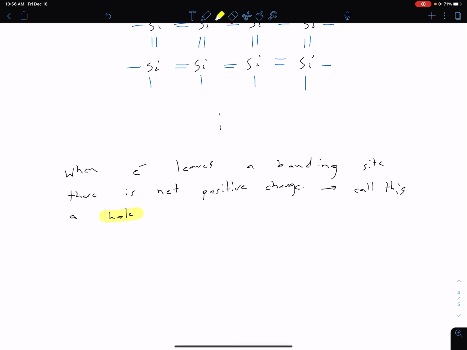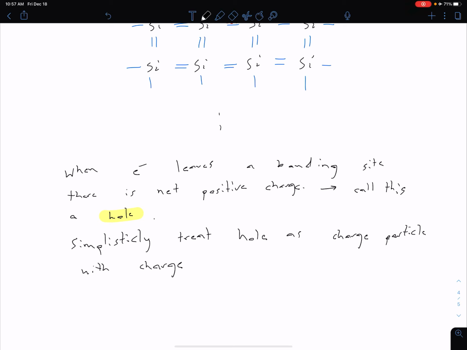That's going to be an important term that we use a lot throughout this course. And so simplistically, we're going to treat this hole as just another charged particle. So treat our hole as a charged particle with charge equal in magnitude and opposite in sign of our electron.